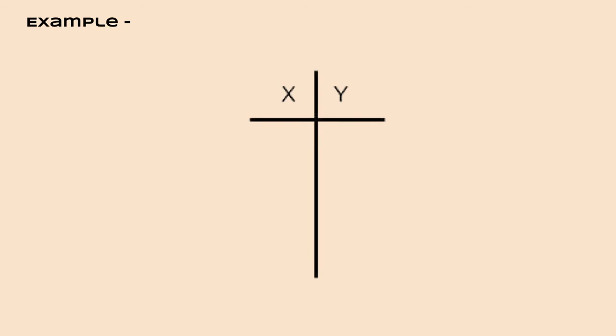Our first example will be a table. We're going to use the equation x plus 3 equals y, which means we put something in x, we get out an answer. So let's say we put in 0 for x. 0 plus 3 is 3. We put in 0, we get out 3. We put in 1, 1 plus 3 is 4. So we put in 1, we get out 4.